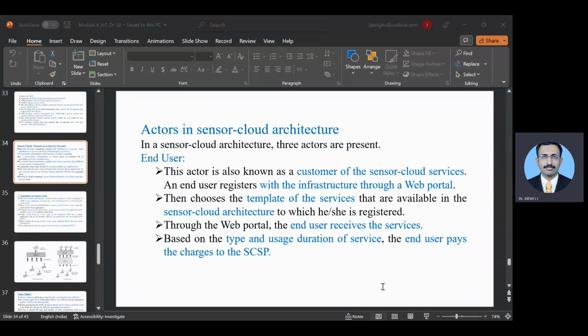So you can see that the end user receives all the services, and he can utilize those services as and when he is in need of them. The type of usage and duration of services all depend on this, and the user pays the charges. Charges for whom? The cloud service provider.